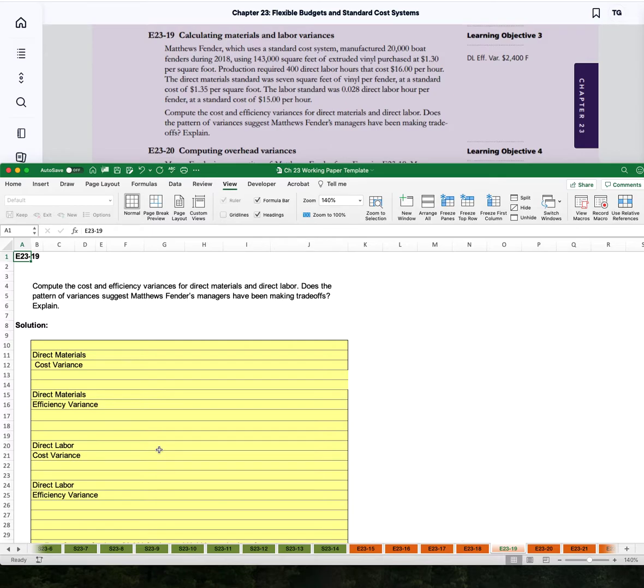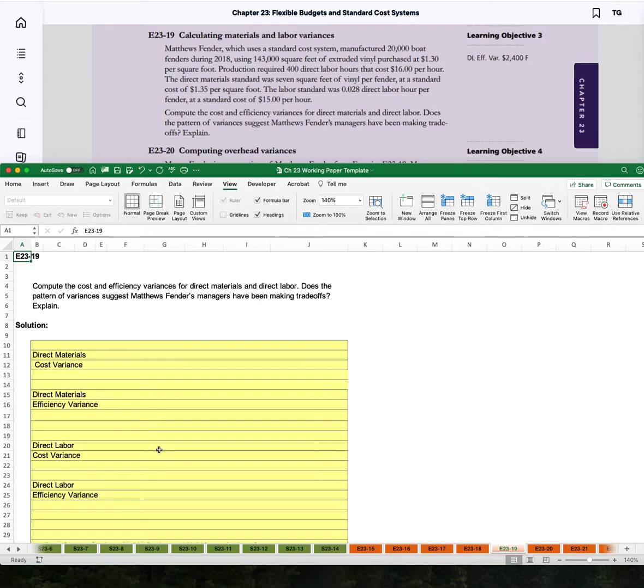And so we have Matthews Fender, which uses a standard cost system, manufactured 20,000 boat fenders during 2018 using 143,000 square feet of extruded vinyl purchased at $1.30 per square foot. Production requires 400 direct labor hours that cost $16 per hour. The direct materials standard was 7 square feet of vinyl per fender at a standard cost of $1.35 per square foot. The labor standard was 0.028 direct labor hour per fender at a standard cost of $15 per hour.